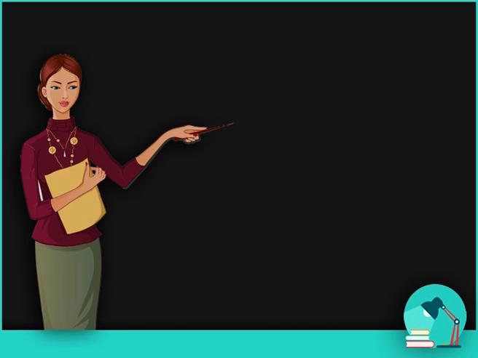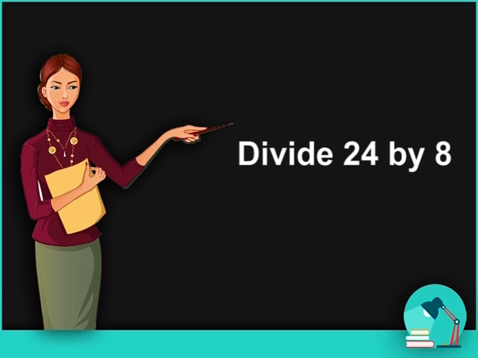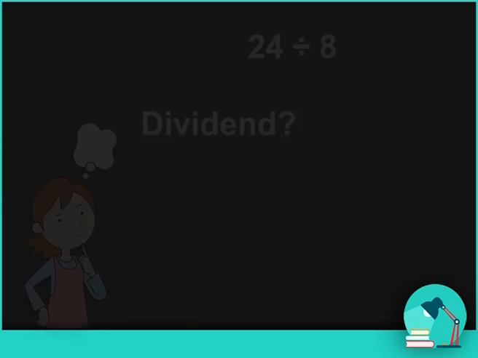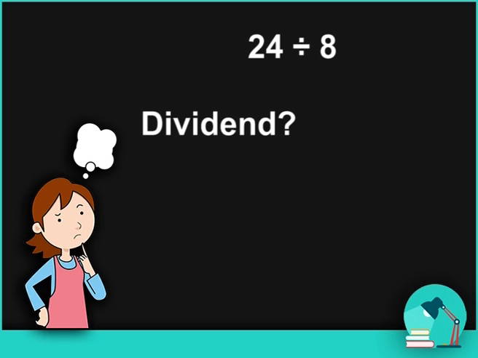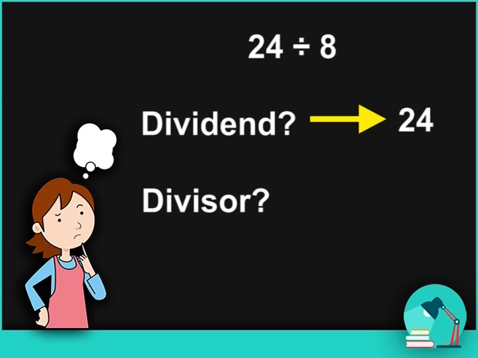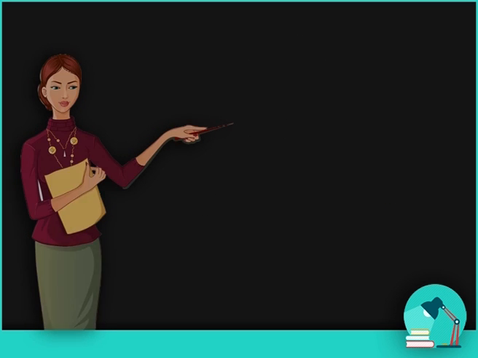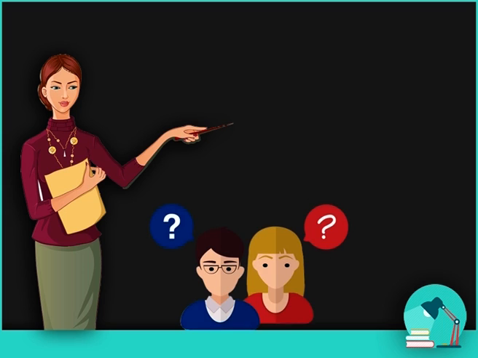Let us take up one more example. Here, we are asked to divide 24 by 8. What is the dividend? Dividend in this question is 24. And what is the divisor? The divisor here is 8. Can you tell me what is the base number for this division? The base number for this division is 10.